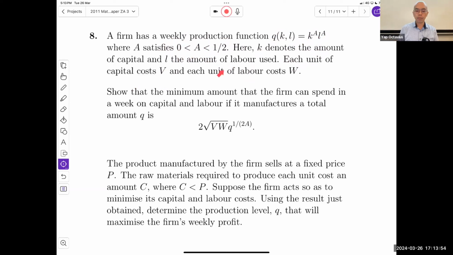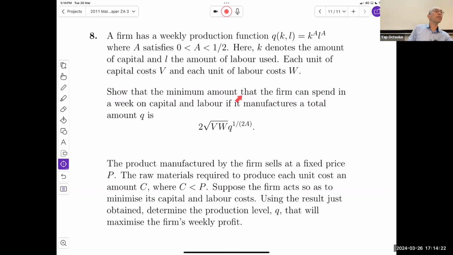So the VK plus WL will be your cost. So now they want to show the minimum amount that the firm can spend. I know some of you had a problem finding out which is the objective function and which is the constraint. So now we want to show the minimum amount, so we're going to minimize the cost function.